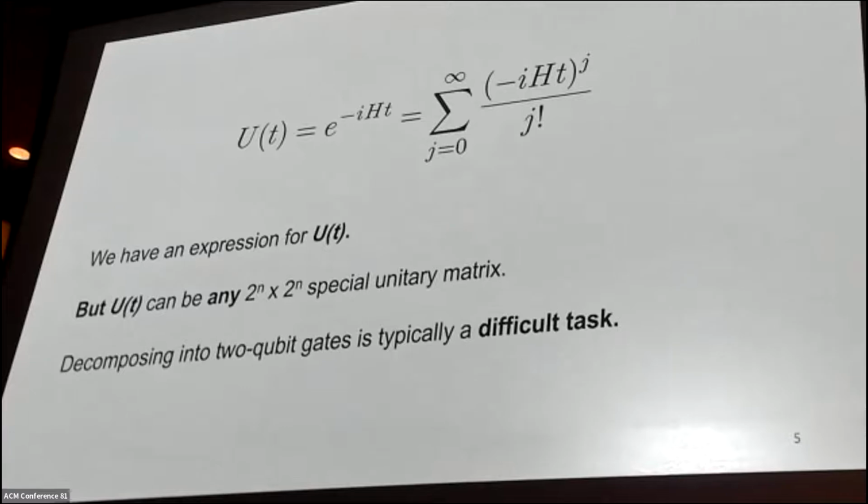So we have this expression for U of t, and you might think that would be enough, just take this matrix and feed it into your general purpose compiler. But there are a number of problems here. First, this is an exponentially large matrix. Also, in principle, this could actually be any special unitary matrix. And typically the mapping to the basic components of your quantum computer, the single and 2 qubit gates, will be very complicated.